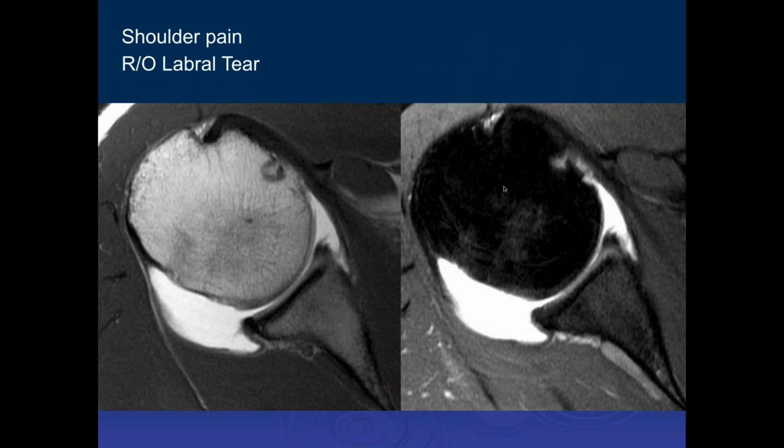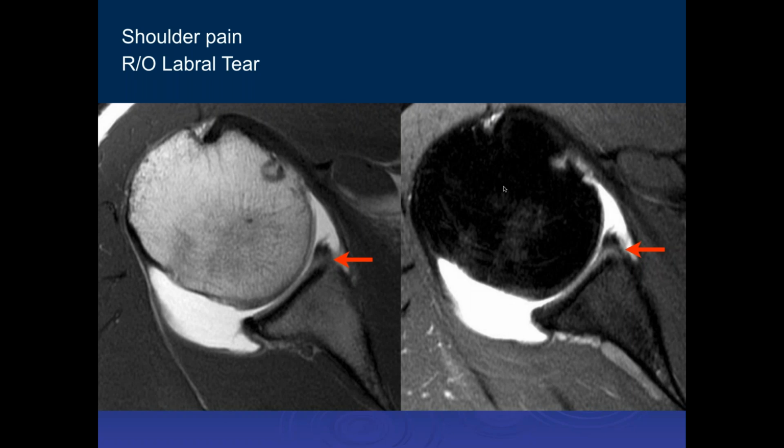Okay, Thomas, what do you think of this one? Shoulder pain, evaluate for a labral tear. So we have two axial views, and the posterior labrum looks intact. The anterior labrum is a little bit intermediate signal. I don't see a definite tear.